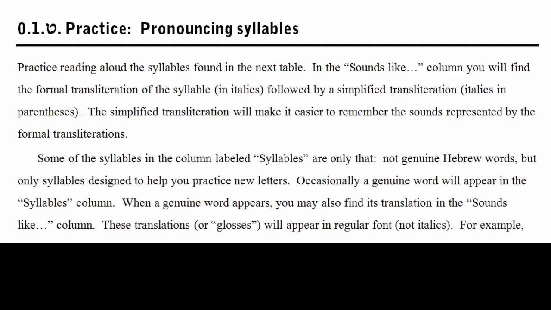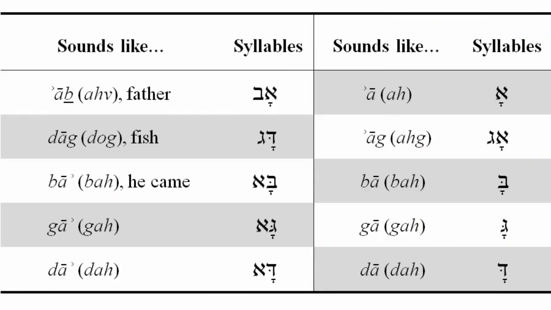To this point, we've learned 4 Hebrew consonants, Aleph, Bet, Gimel, and Dalet, and a handful of vowels, the A-class vowels. Now let's begin putting those together and practice reading syllables and words. Here's a group of 10 syllables, some of which are authentic Hebrew words. Practice reading these aloud. You'll find formal and casual transliteration provided to the left of each syllable to help you as you begin pronouncing them.